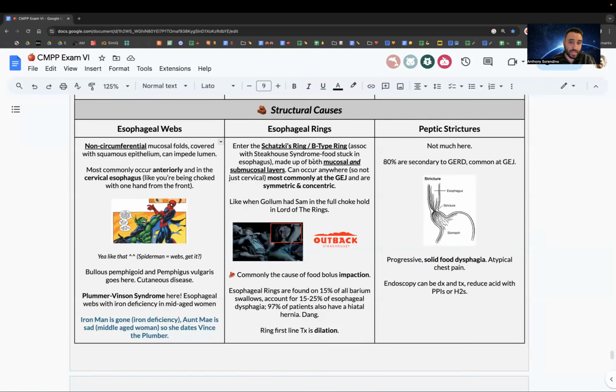It's associated with steakhouse syndrome, which is where food gets lodged in your esophagus. The important thing here is that it's made up of both mucosal and submucosal layers, and it can occur anywhere, not just cervical. And actually, it's going to happen more distal, at the gastroesophageal junction. Okay, so these are again symmetric, concentric rings, they ring around the entire esophagus, both mucosal and submucosal layers.